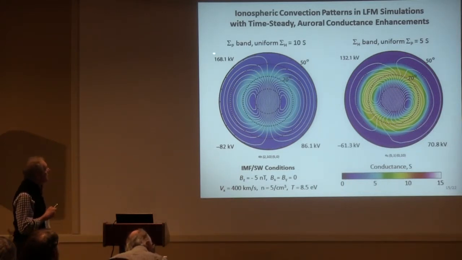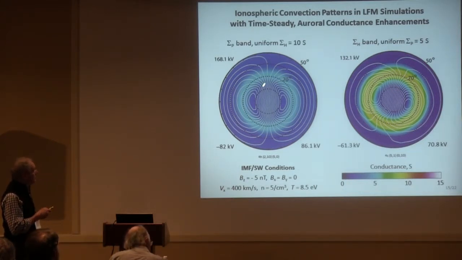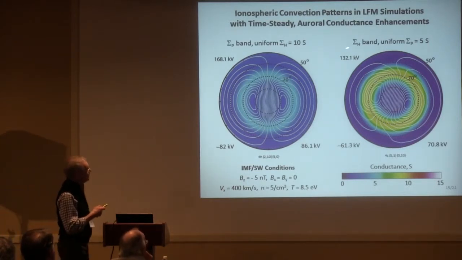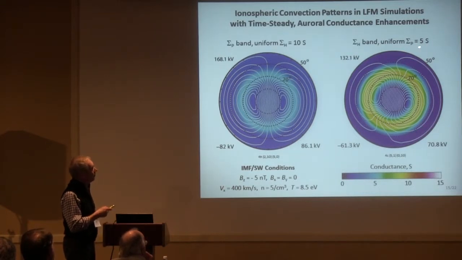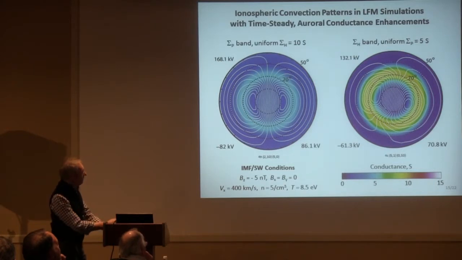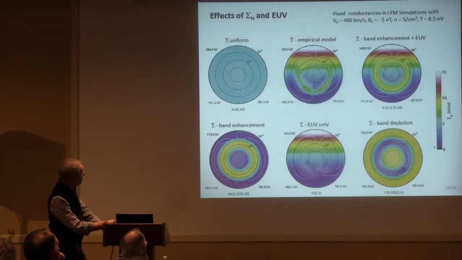Okay, so here we have a uniform conductance, no asymmetry. In this case, we have a step band in the Hall conductance, uniform Pedersen conductance. So this is a very contrived case, azimuthally uniform in local time, but with a gradient in the conductance in the meridional direction. And we're starting to see here a rotation, but what we see is that the flux circulation in the dusk cell is actually less than in the dawn cell for this contrived simulation.